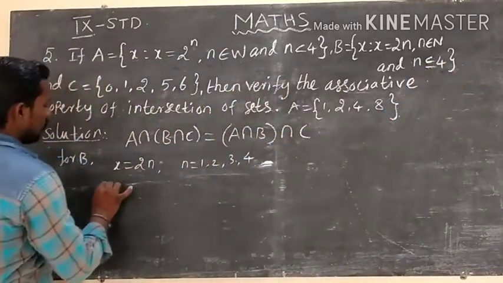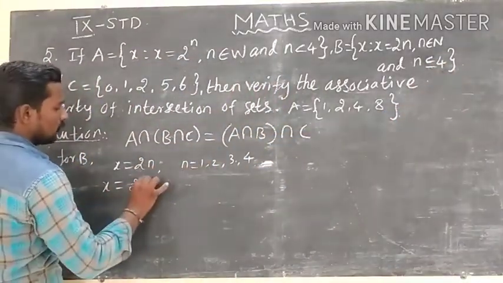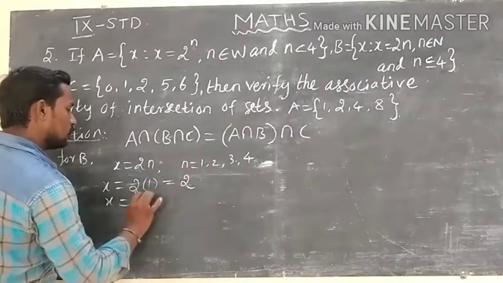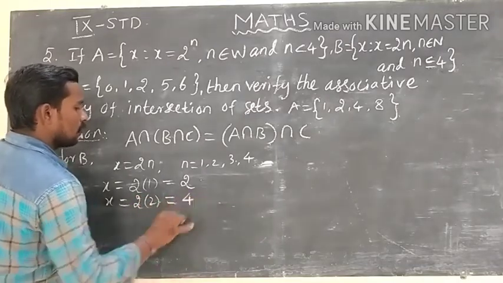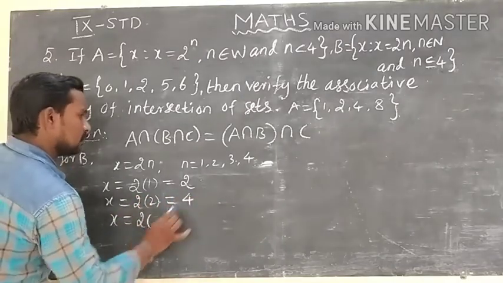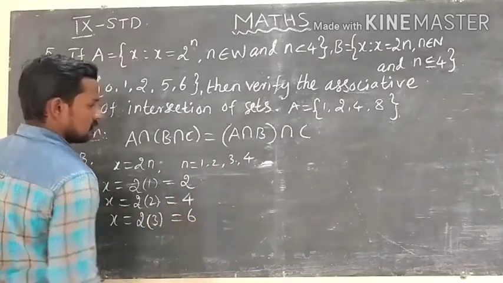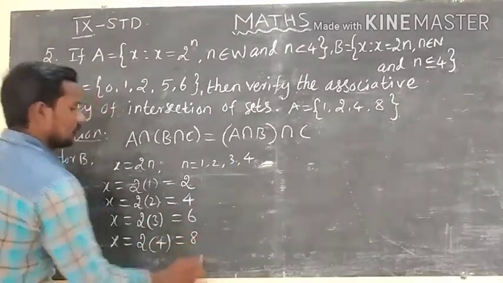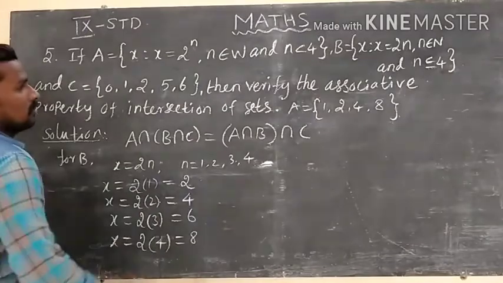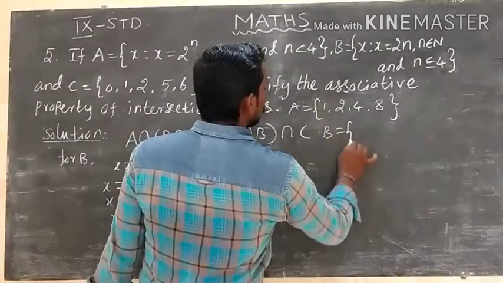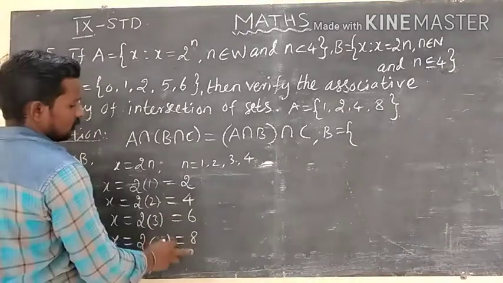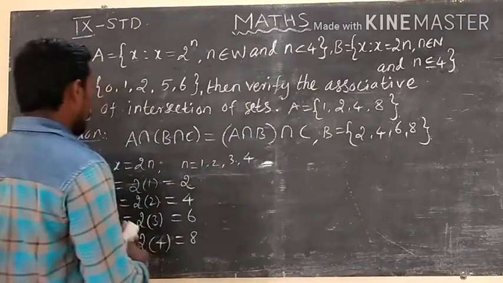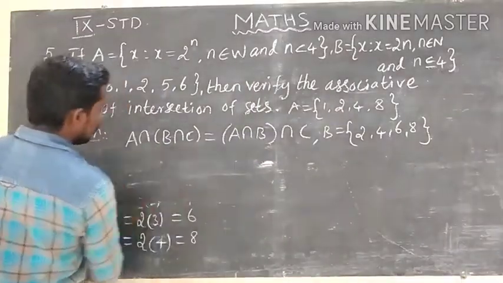So replacing here, x is equal to, first 1, 2 ones are 2. Then x is equal to 2 into 2, 2 twos are 4. Then x is equal to 2 into 3, 2 threes are 6. Then x is equal to 2 into 4, 2 fours are 8. Then B is equal to 2, 4, 6, 8. So now we get A, B, C, three sets of values.